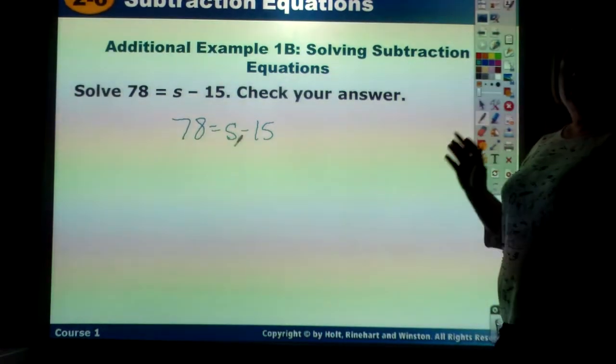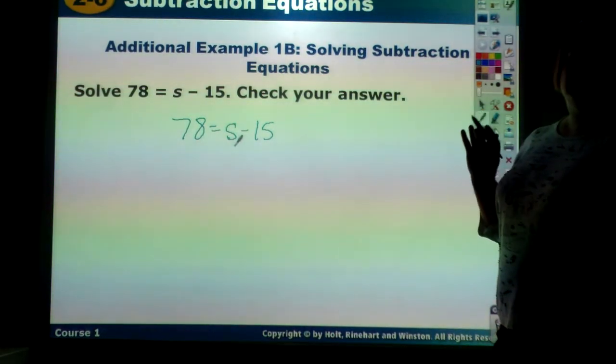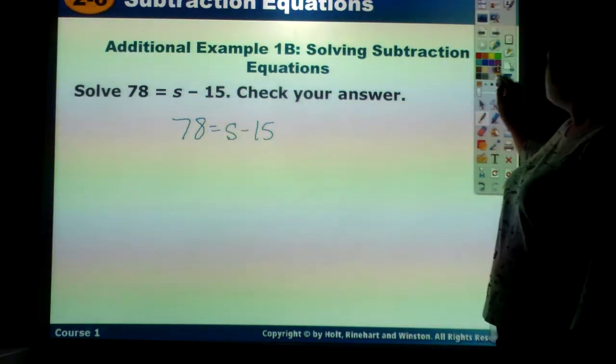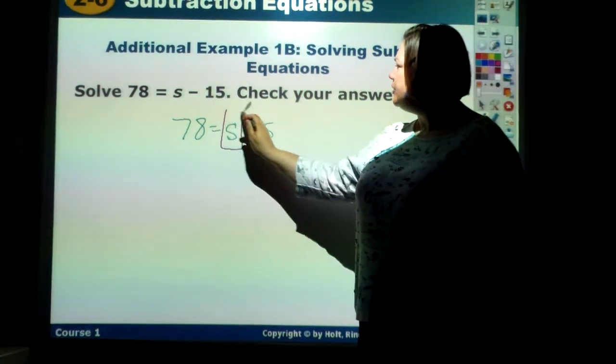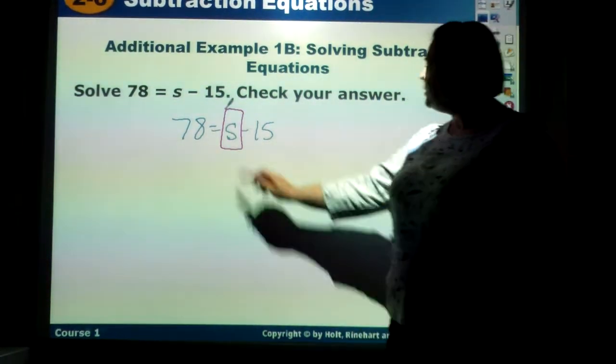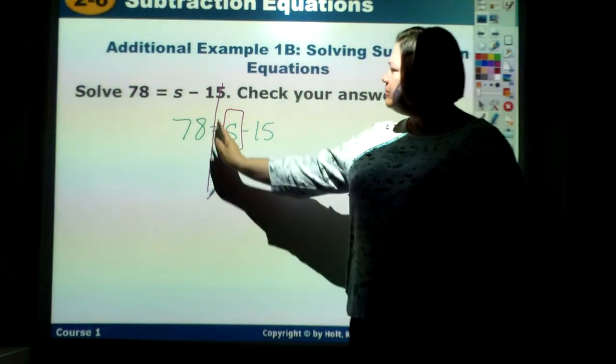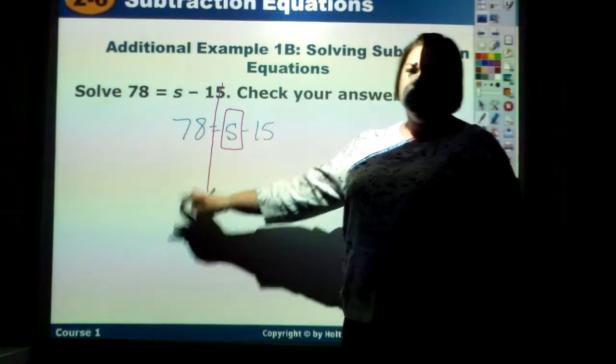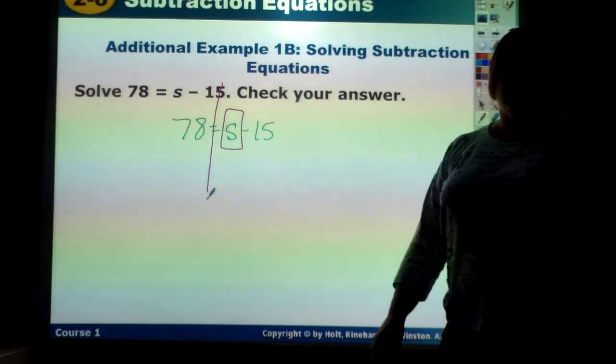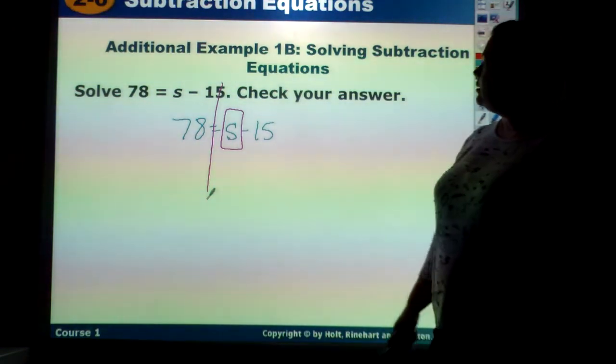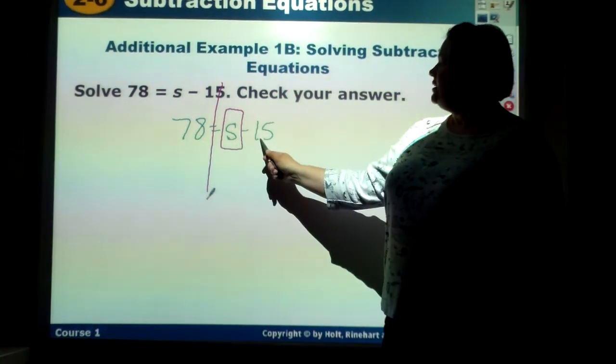So first we do what? First we isolate the variable. So let's isolate that variable, or the letter, put a box around it, and I'm also going to divide my equal sign so I have one side of the equation and the other side of the equation. We know that they have to balance out. So I need to get rid of minus 15.